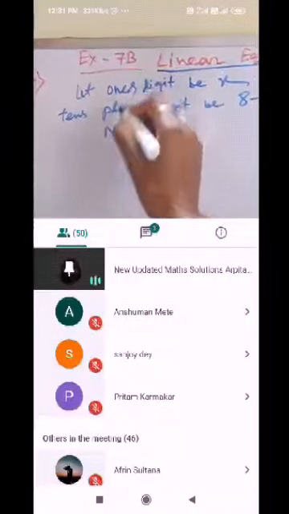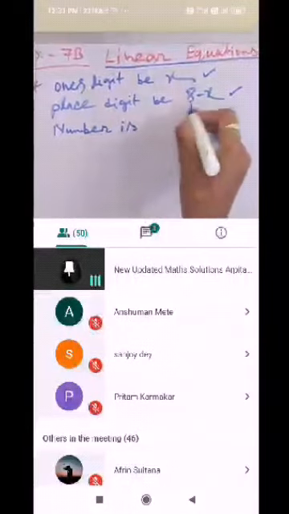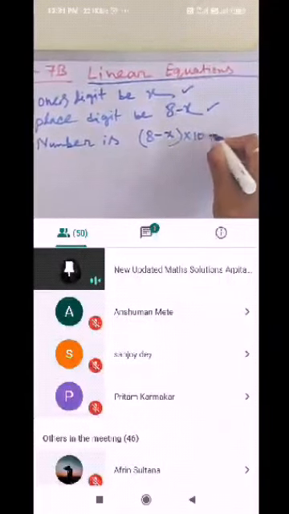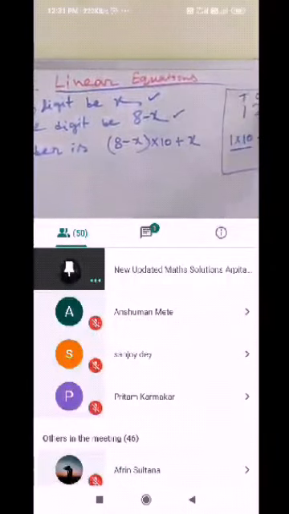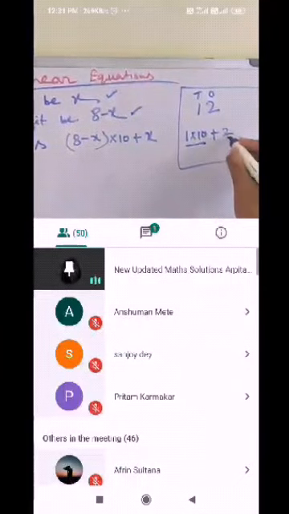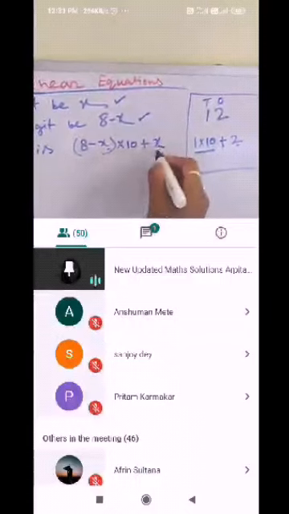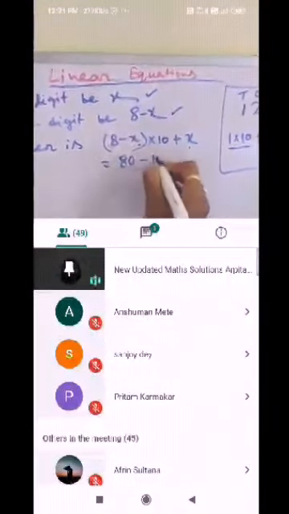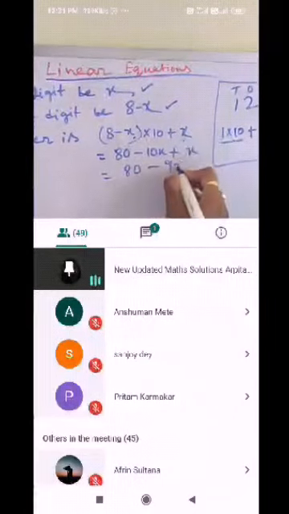Let the ones place digit be x, then the tens place digit will be 8 minus x. Then the number will be (8 minus x) into 10 plus the ones place digit, that is x. See the example here, how I have written: 1 into 10 plus 2. That means 8 minus x is the tens place digit and x is the ones place digit. Now you can calculate it: 80 minus 10x plus x, that means 80 minus 9x.